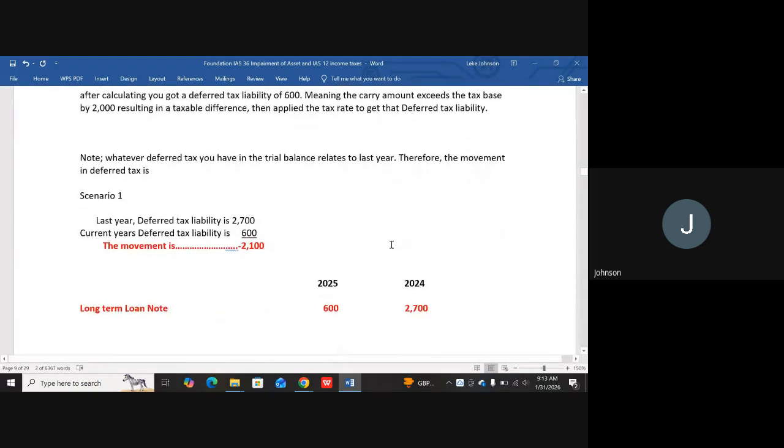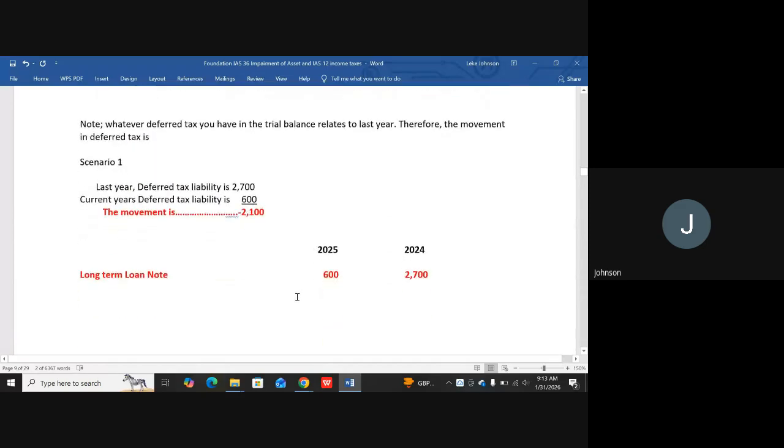So you can see that this topic is actually interesting. You can see here now, because it's a liability, right? I use a loan, which is also a liability, as an example. Last year, you are having a liability of 2,700. We are in another year altogether. This year, you are showing a liability of 600. Somebody that is very knowledgeable will know that last year if you're having 2,700, this year it means that the liability has reduced. Liability now is 600. So what is the movement? The movement from 2,700 to 600 is what?